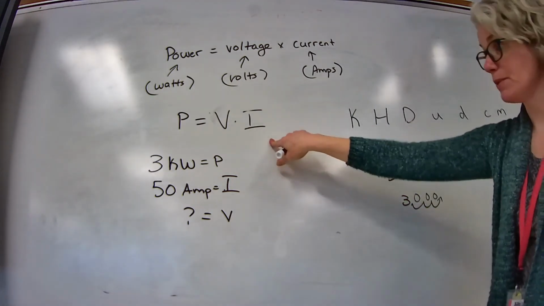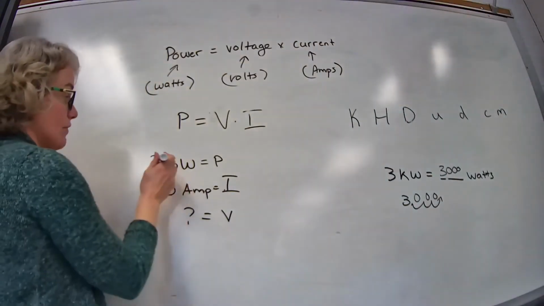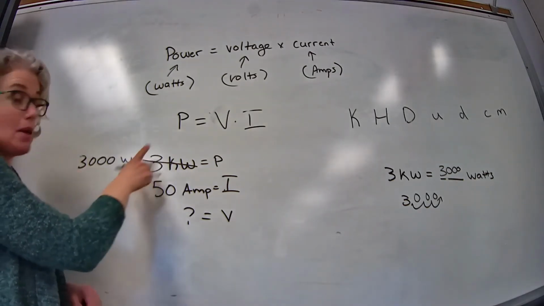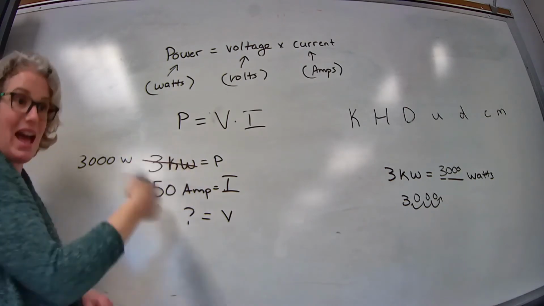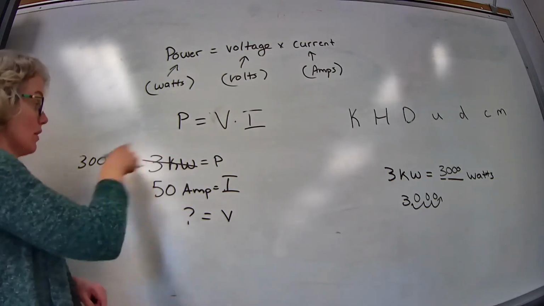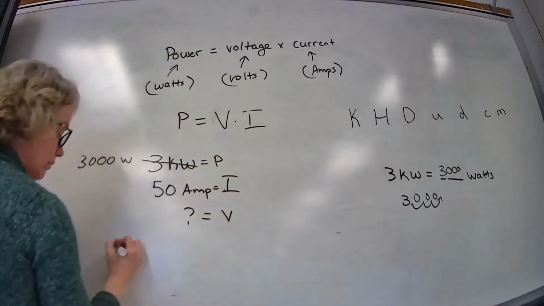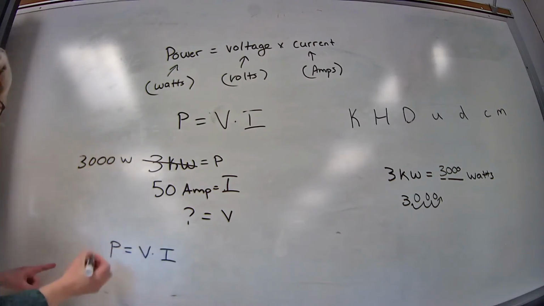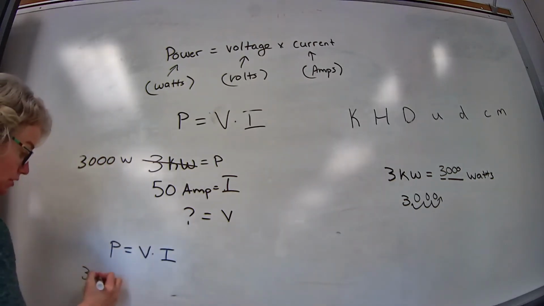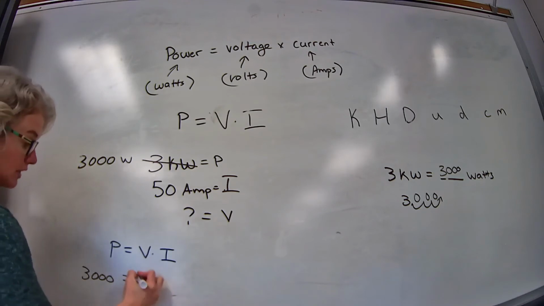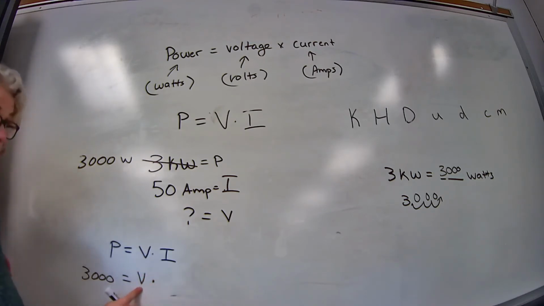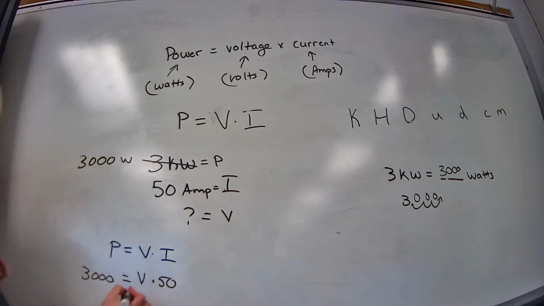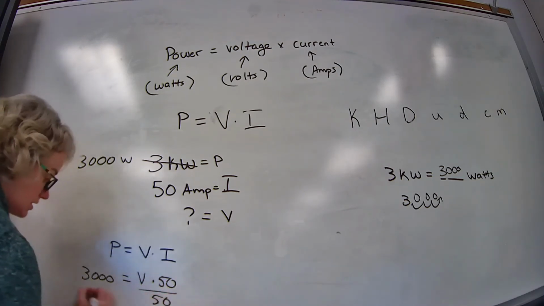Now I can solve this problem. Instead of 3 kilowatts, I'm going to be using the number 3,000 watts, because this calculation has to have the number in watts. So I would now rewrite my equation and plug in my numbers: 3,000 equals V times 50. I'm still unsure what V is going to be, so I'm going to leave that as my variable. I'm going to divide both sides by 50.